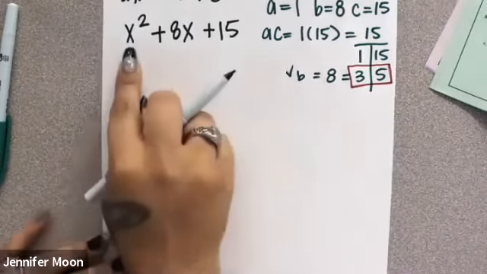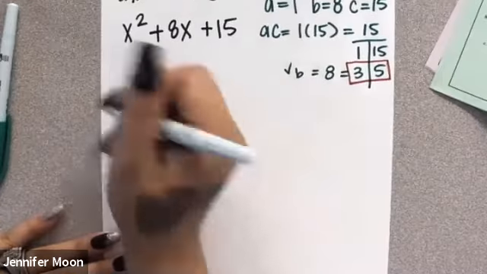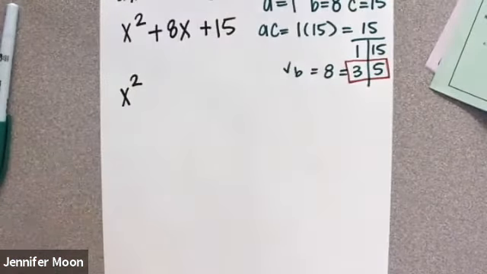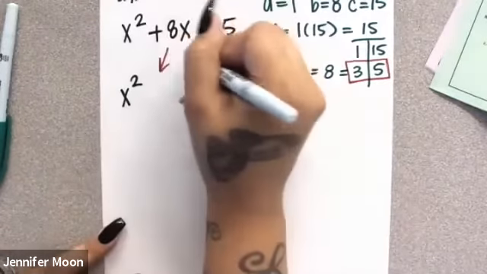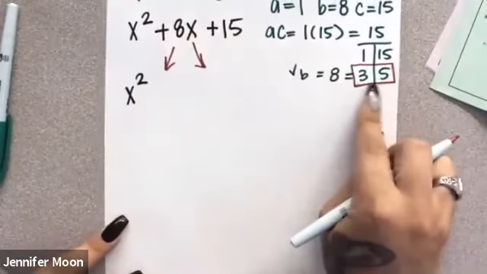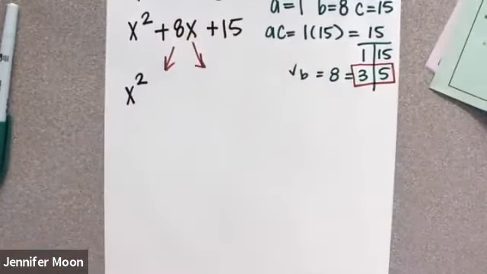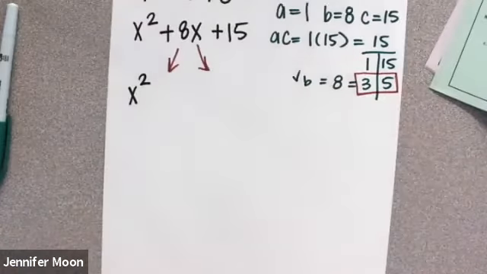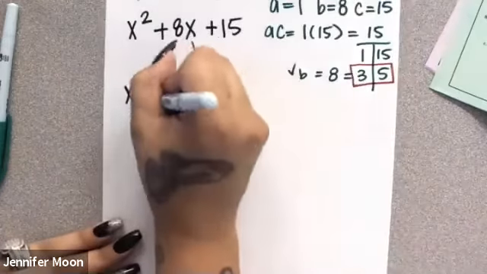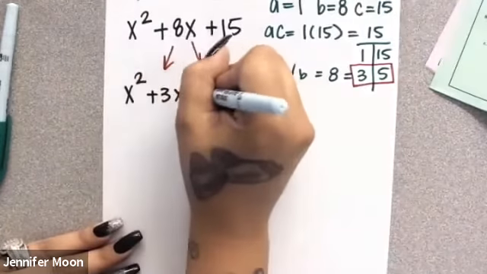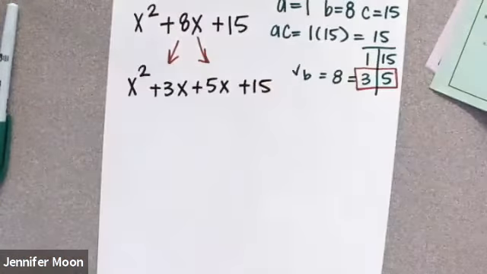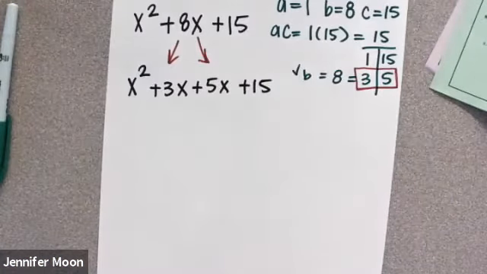So quite literally, I'm going to just bring down my first term, which is an x squared. And then this middle term, I'm expanding with these 2 terms right here. Because these 2 terms are basically rewriting my 8x, they're both going to have an x with them. So mathematically, all I did was rewrite it. I didn't change it. The value's still the same.